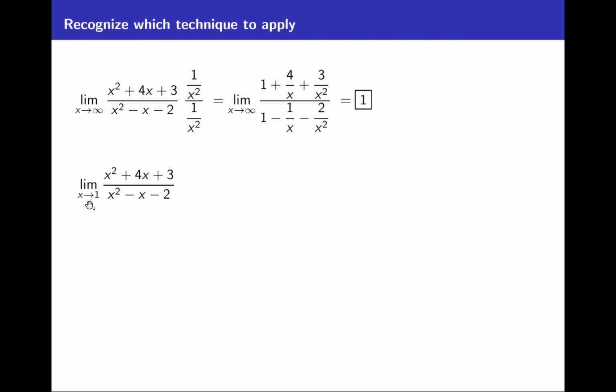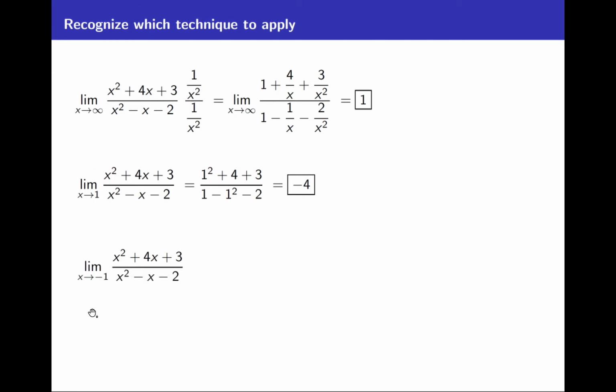So here we can just apply a limit law. In fact, we have the limit as x approaches 1 of a rational function. We know that to get the answer, you can just plug in 1 wherever you see an x. And you get an answer of minus 4. So for this limit, of course, we used an entirely different technique than the one above. They're different kinds of limits, and they call for different techniques.